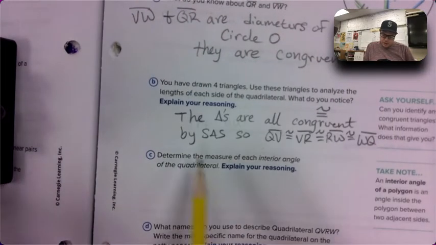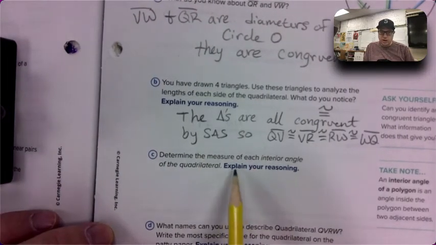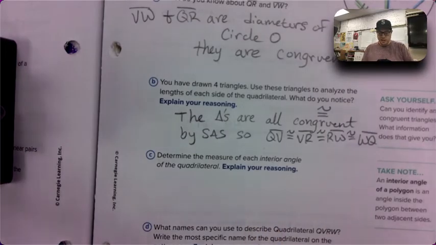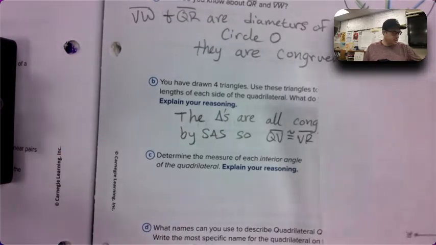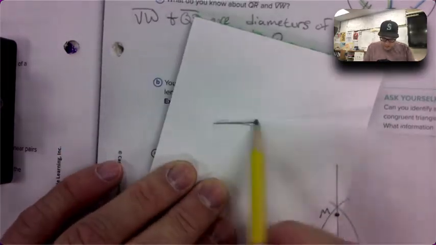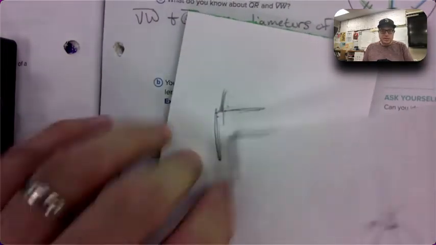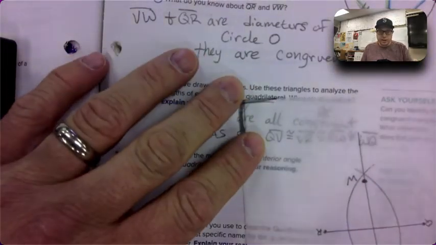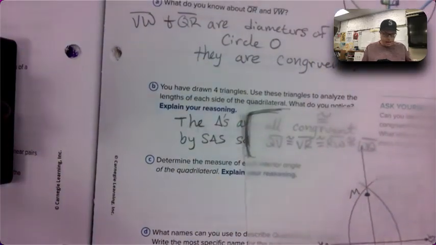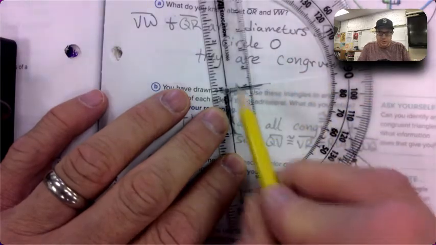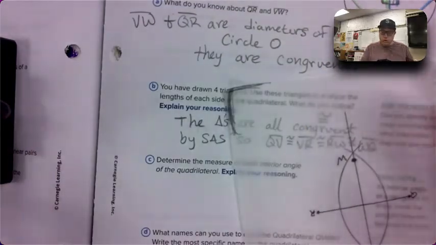Determine the measure of each interior angle of the quadrilateral. So to do that, I'm going to use a cheat code. This patty paper here, let me enunciate the corner. The corner of the piece of patty paper is perfectly 90 degrees. I can also prove it with a protractor. You measure it, you see, look, 0, 0, 90. The corner of a piece of patty paper is 90.